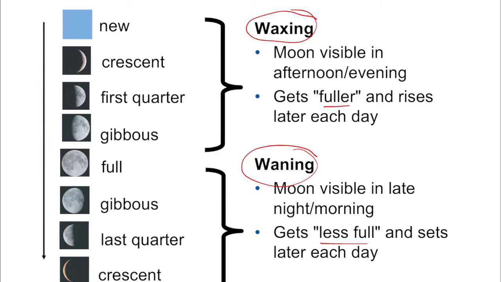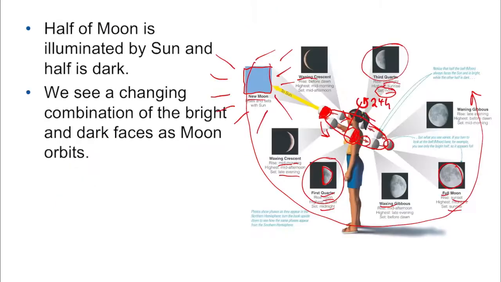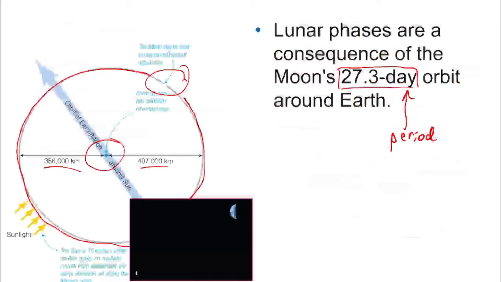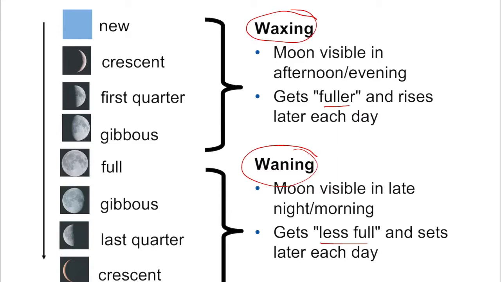So notice this. The full cycle takes 29.5 days, whereas the orbit only took 27.3 days. Why is that? That's because to get the full cycle, you have to take into account the fact that the Earth is moving as well as the moon orbiting. Once you take those two things into account, you end up with a longer period for the full cycle than for the orbit.